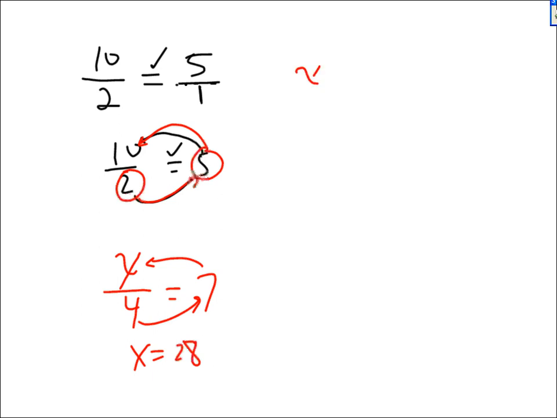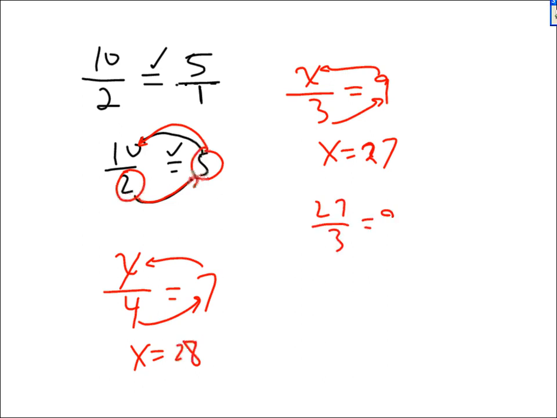If you were asked what number divided by 3 is 9, done. 3 times 9 is that number, which is 27. X must be 27. 27 divided by 3 is 9. I know that's true. 3 times 9 is 27. Know that pattern like you know your name.